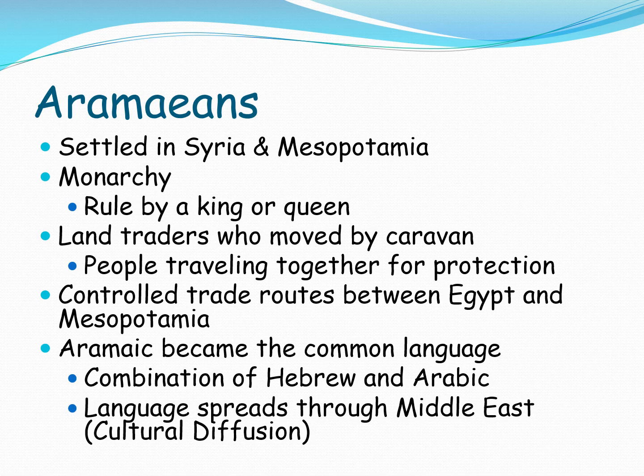passengers in this automobile. The Aramaeans would control the trade routes between Egypt and Mesopotamia, and their language of Aramaic would become the common language of this region. Aramaic was a combination of Hebrew and Arabic, and this language would spread throughout the Middle East. So once again, we're seeing cultural diffusion.